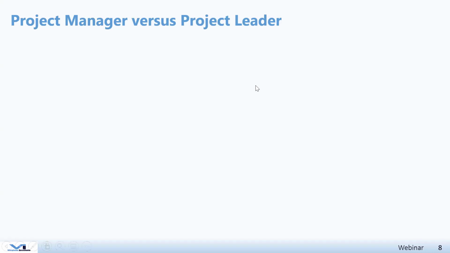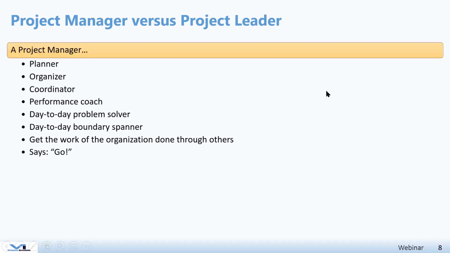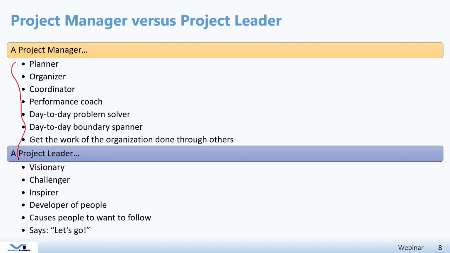So if you look here, a project manager is a planner, organizer, coordinator. All of these functions are performed by you as a project manager. But at the same time, we want you to be more of a project leader. We want you to have the vision crystal clear for all your project team members. We want you to be able to challenge the status quo, the processes, the tools being used in the project. We want you to be able to inspire others, develop the talent of your team. So the project leader is all about doing the right things. A project manager is all about doing things the right way, and you need both in a project manager.